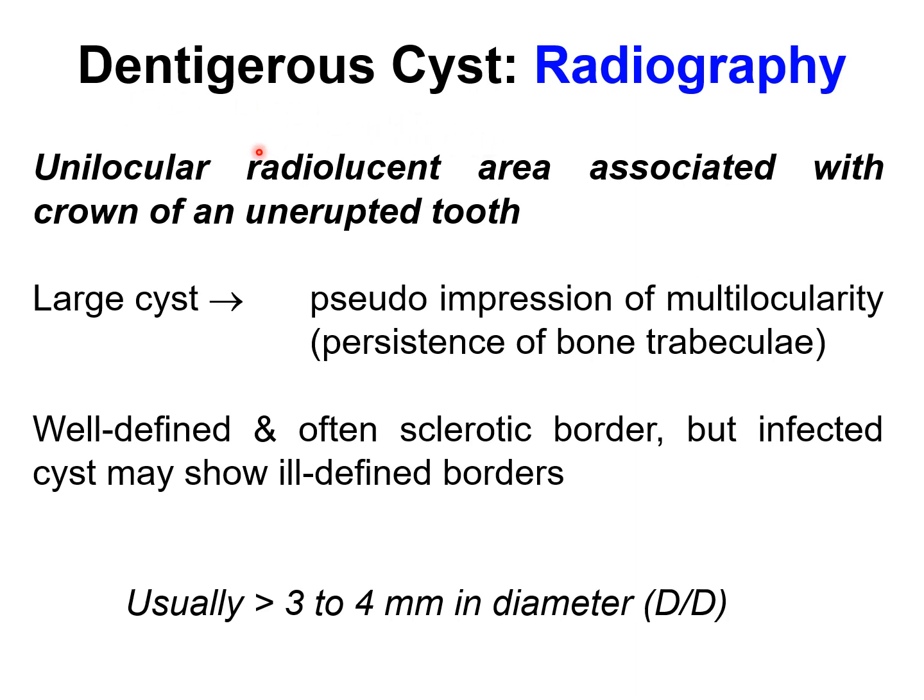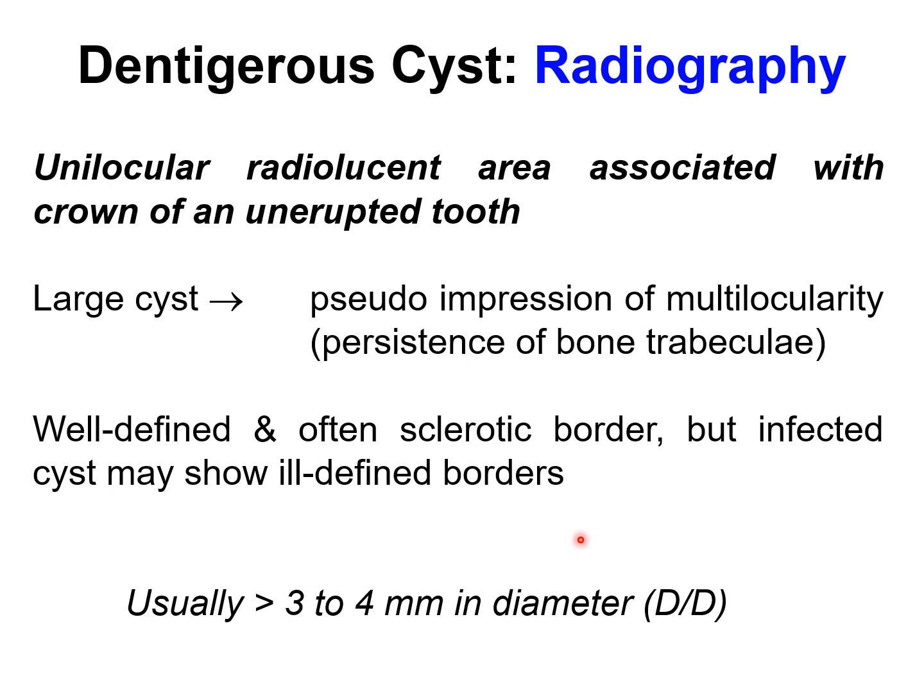Radiographically, a dentigerous cyst usually presents as a well circumscribed unilocular radiolucent lesion associated with the crown of an unerupted tooth. With large cysts, there may be a pseudo impression of multilocularity because, as the cyst enlarges and resorbs bone, some of the bony trabeculae may persist and give a false impression of multilocularity. Generally, dentigerous cysts are well defined and may have a sclerotic border, but infected cysts may show ill-defined borders.